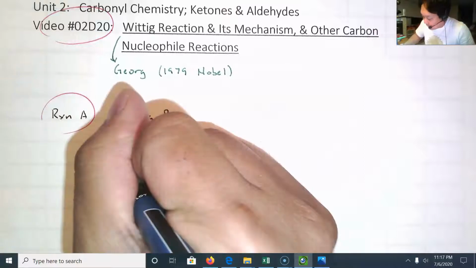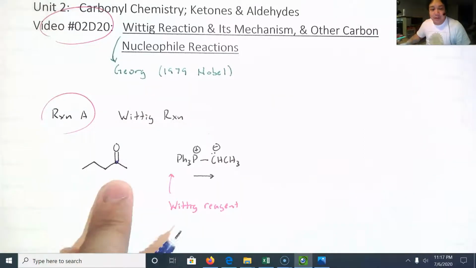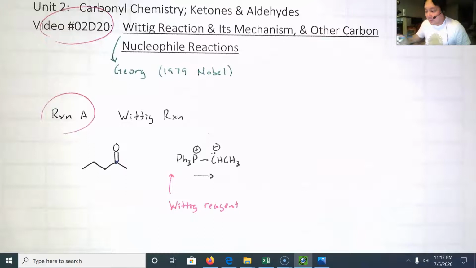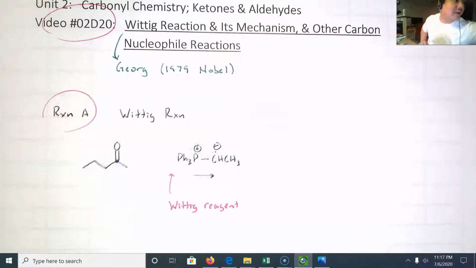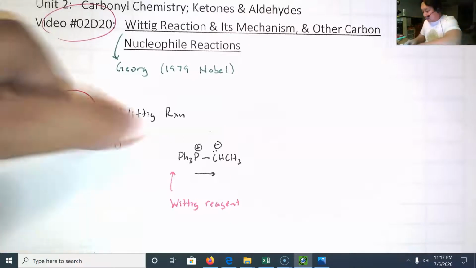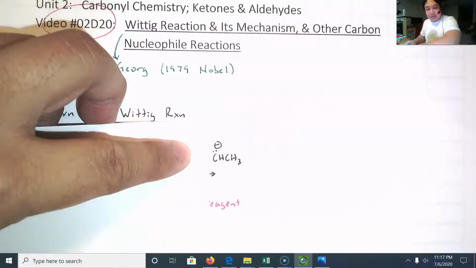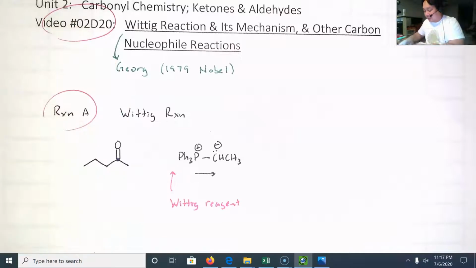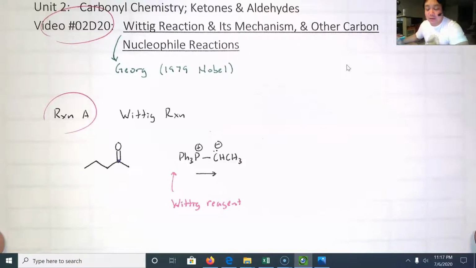You're going to find the carbon of the carbonyl, and all you've got to do is take this piece, this piece right there, the CH3, and stick it where that oxygen is. We're going to make an alkene, and we have a choice whether to make the cis or trans, and typically you're going to make the more stable trans alkene.